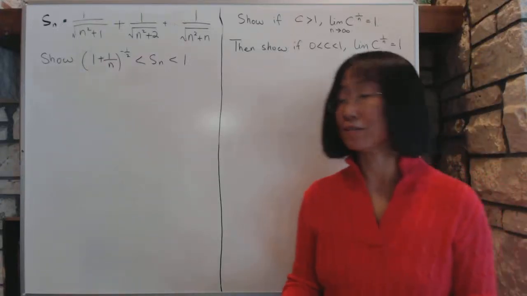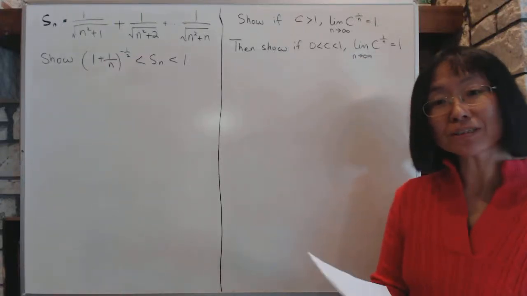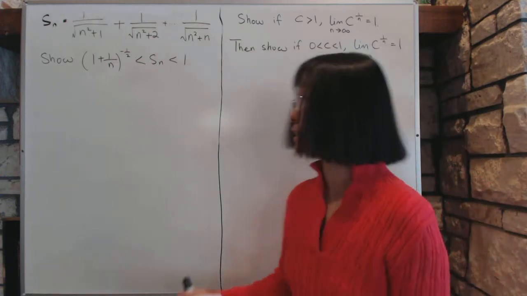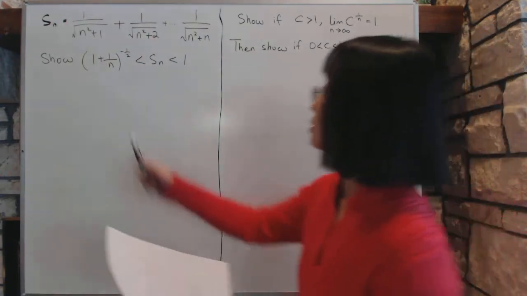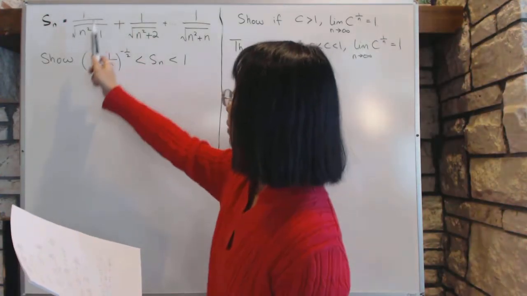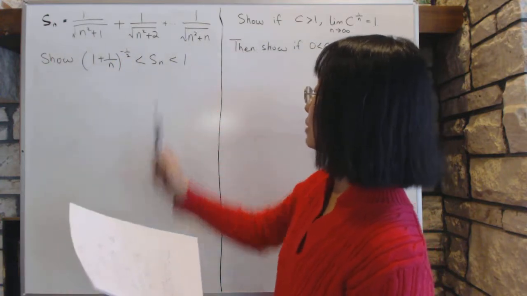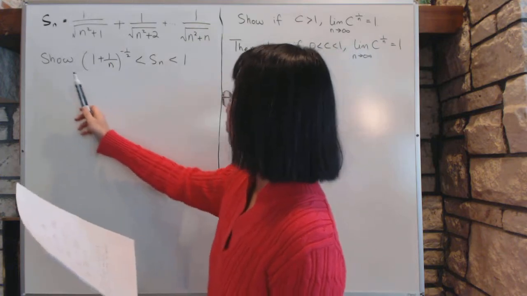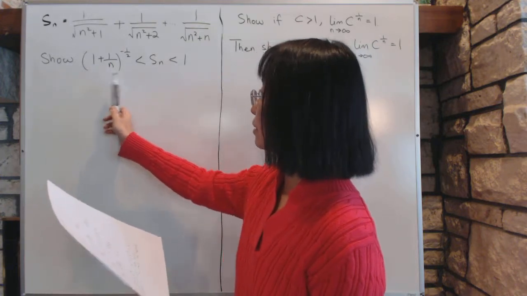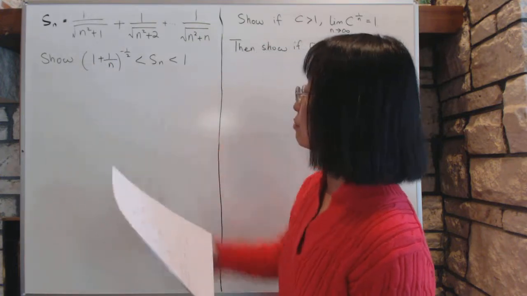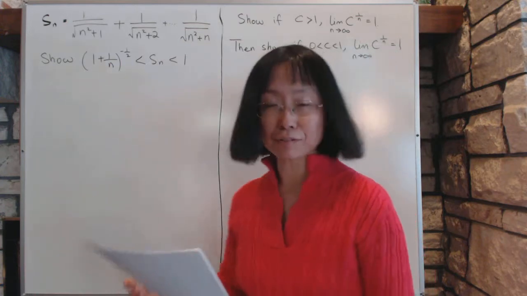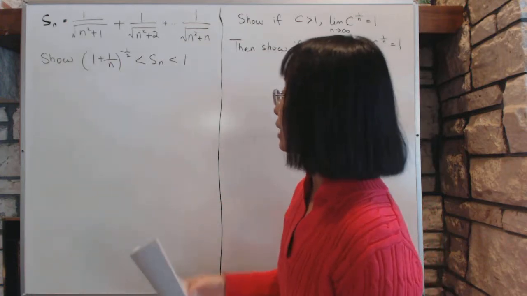Section 1.62, we're going to do a couple of slightly more difficult problems on limits of sequences. Let's say the sequence is given as such: Sn is 1 over the square root of n squared plus 1, then plus 2, all the way up to plus n. We are supposed to first show that Sn is bigger than this expression, but smaller than 1, and that eventually we need to figure out what the limit of Sn is.